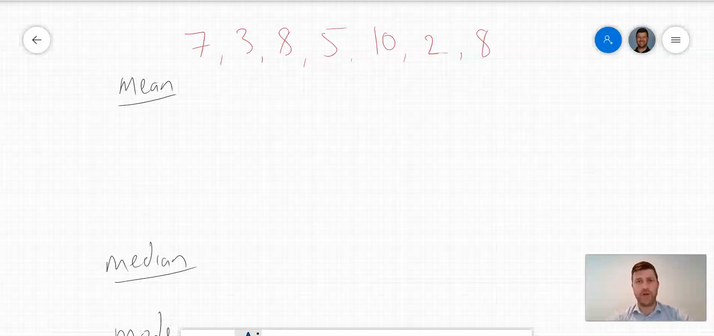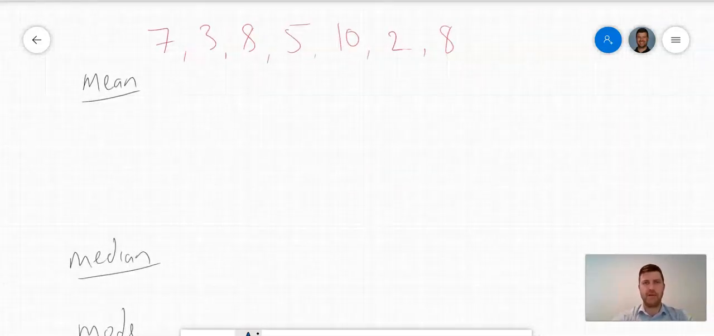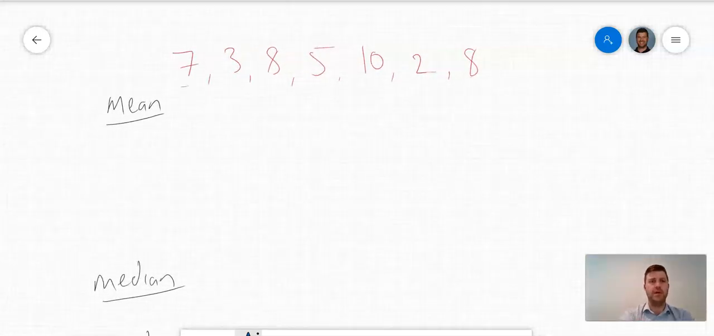Today, a couple of short videos. The first one I'm going to show you how to work out mean, median, mode, and range. And I've just got 7 numbers up here, so 7 values. I'm going to use these for all of those examples.